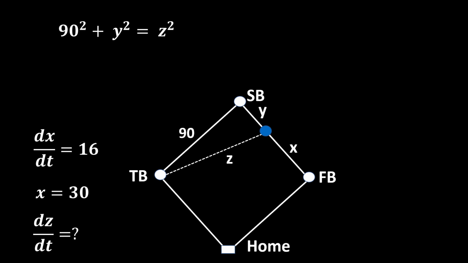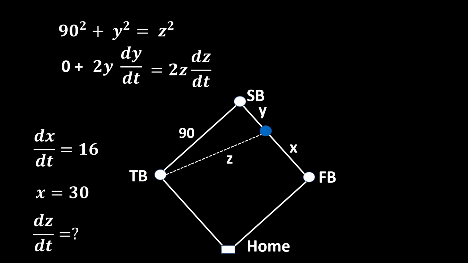Now, once we have this, keep in mind we are looking for dz/dt, so we can just take the derivative of the left side of this equation as well as the right side. The derivative of 90 squared, because it's a constant, is 0, and the derivative of y squared is 2y dy/dt. And the derivative of z squared is 2z dz/dt.